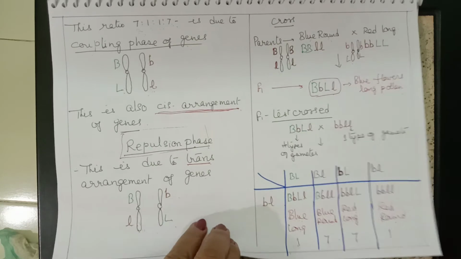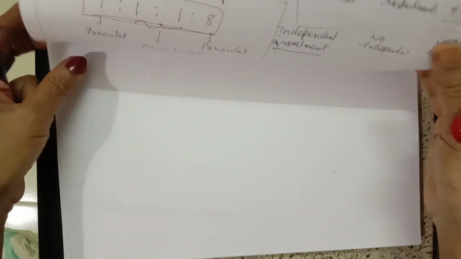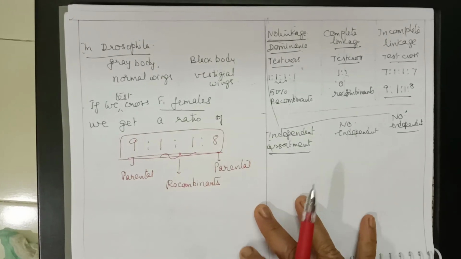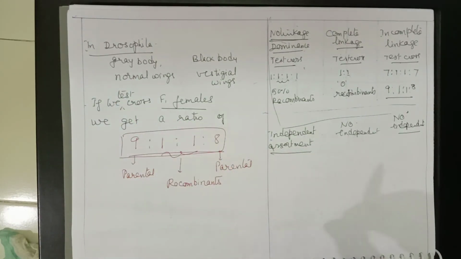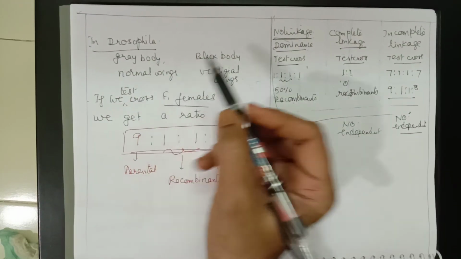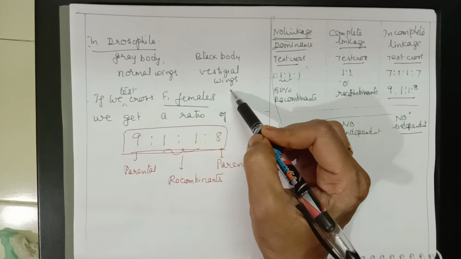Okay. Now we have another example of this incomplete linkage. This is in the case of Drosophila. In Drosophila, earlier we observed the previous cross, grey body with normal wings, black body with vestigial wings.